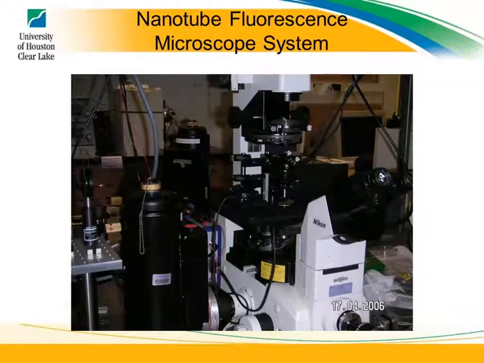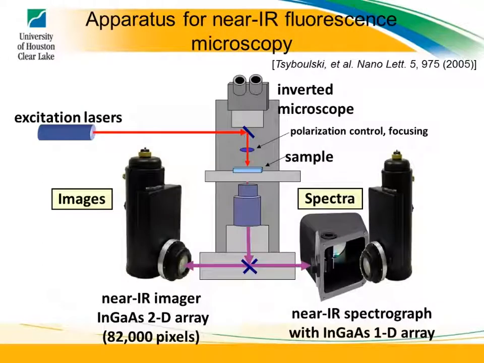I don't have any videos of it, but I do have a picture. On the other side, there's a one-dimensional indium gallium arsenide detector, which allows you to detect the spectrum. So what you can do is position your sample so that you look at one individual nanotube. You can image a bunch of different pixels. This is 83,000 pixels here. So you can image a very large region, and you can see all of these individual nanotubes.